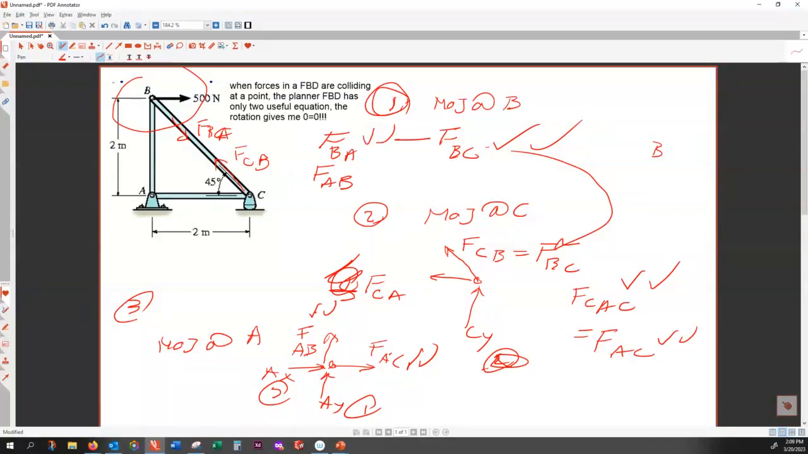Can anyone agree with that strategy? Can you see why we chose that sequence? Yes? No? Don't be shy. If you don't understand, please ask. I'm happy to explain again.